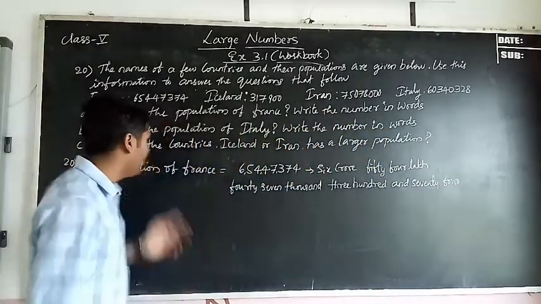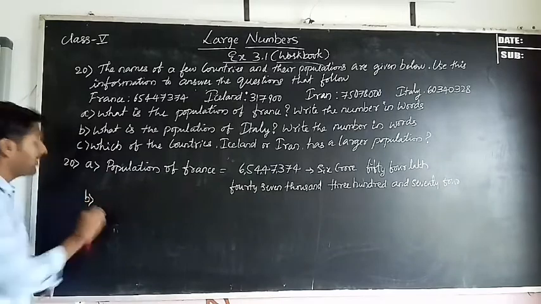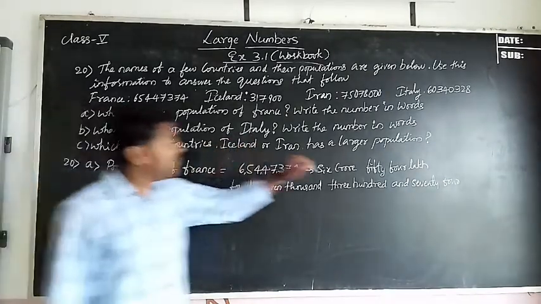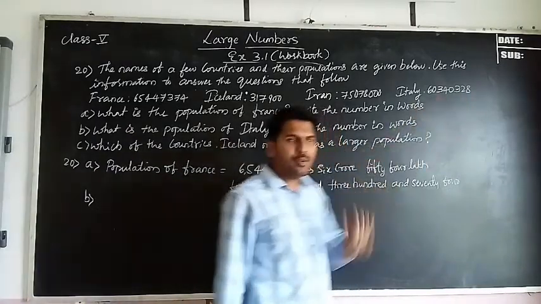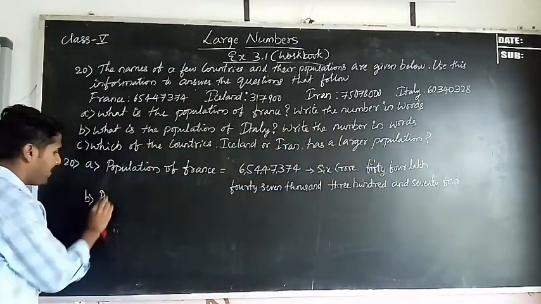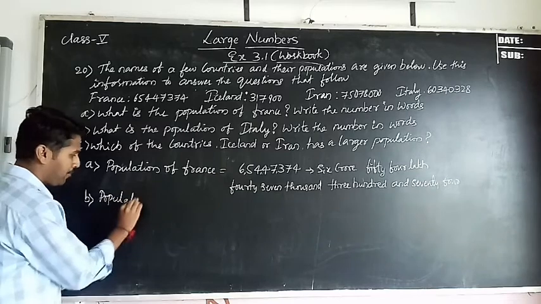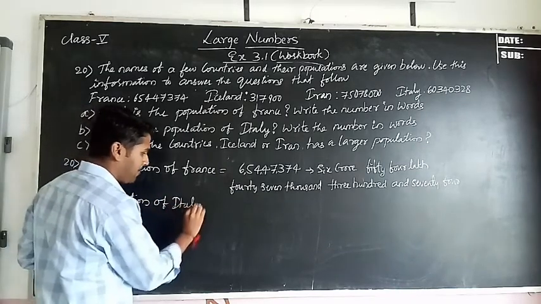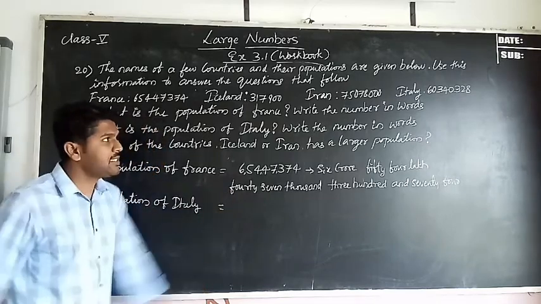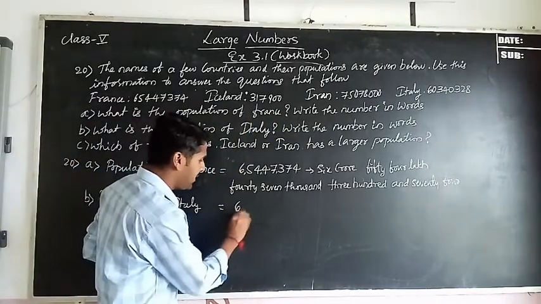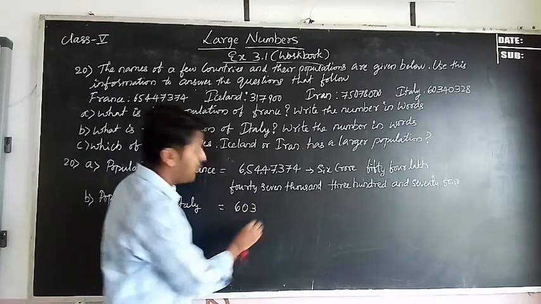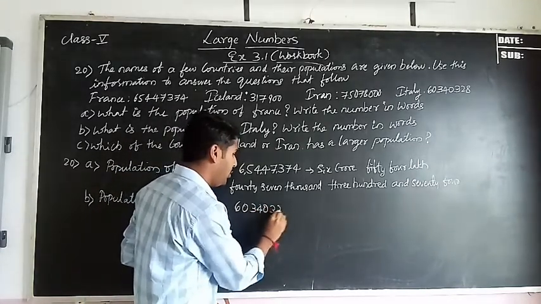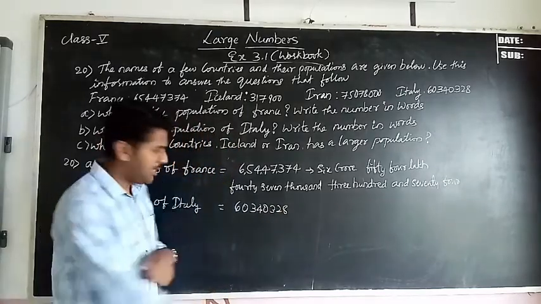374. So next, second one. What is the population of Italy? Italy population is this. So population of Italy is... So write down that number: 60340,328. So place the commas here.